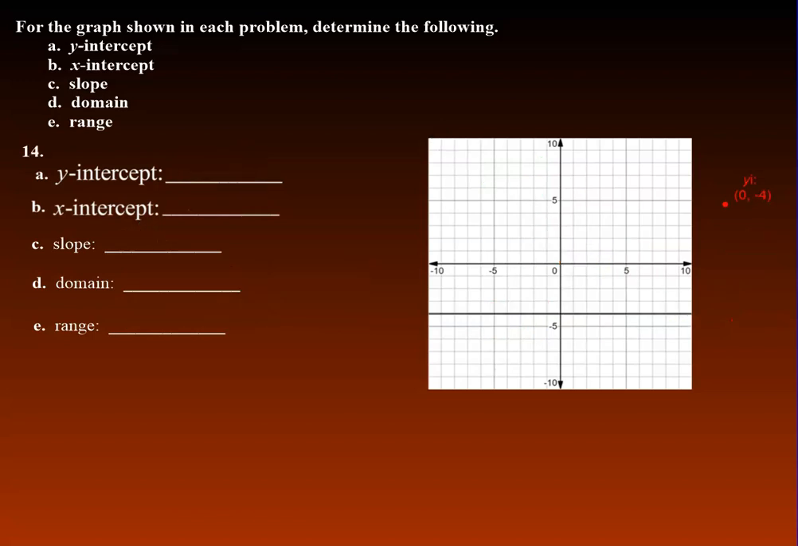So I would like you to try number 4 right now on your own. Again, we're looking for the y-intercept, the x-intercept, the slope, the domain, and range, all the above. So go ahead and try that now.